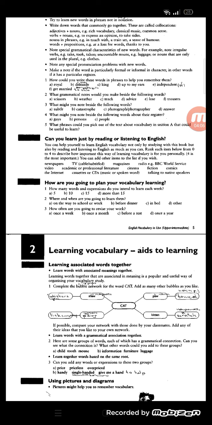Rank each item below from 0 to 4 to describe how important this way of learning vocabulary is for you personally. 4 is the most important, and you can add other items to the list if you wish. Newspaper, magazine, radio, BBC World Service, video, academic or personal research, and so on. Book, talking to native speakers. Okay.